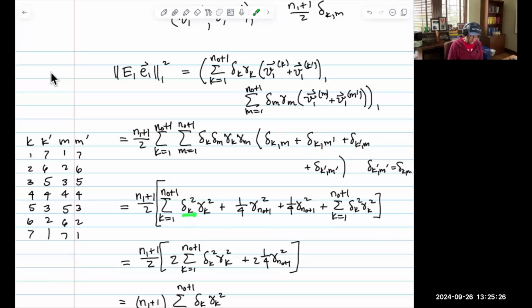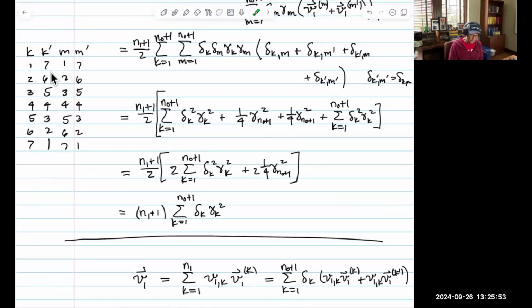Now, this is a bit weird because I want to have a result in the end which is just delta K, not delta K squared. So let's see how we can get that. Well, first of all, notice that now this sum and this sum are exactly the same, so I can combine those two to get 2 times the sum. And these are both the same, so I can combine those to get 2 times the sum.